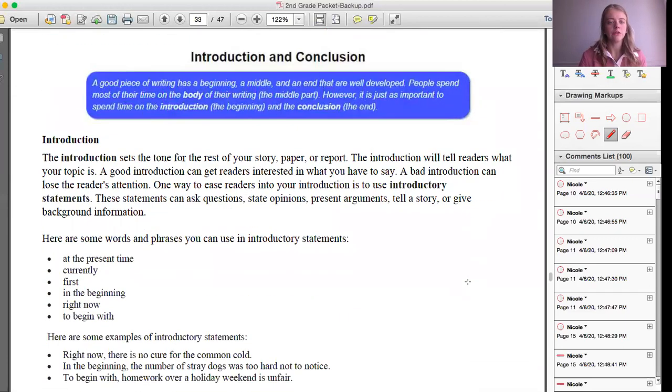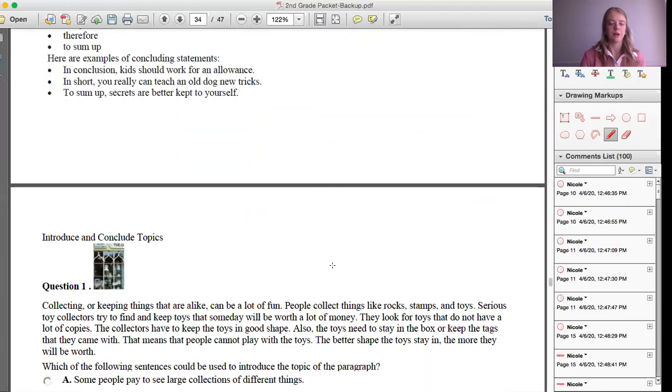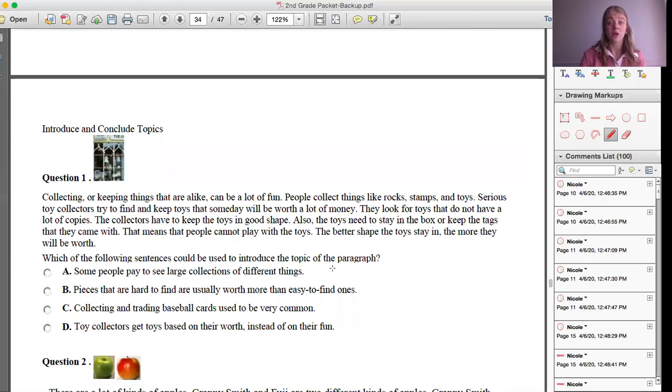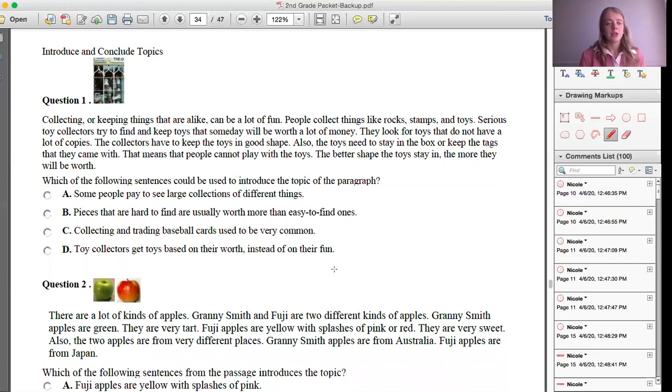Introduction and conclusion. A good piece of writing has a beginning, a middle, and an end that are well developed. So introduction is at the beginning, conclusion is at the end. For question number 1, which of the following sentences could be used to introduce the topic of the paragraph? Let's read the paragraph to see what the topic could be.